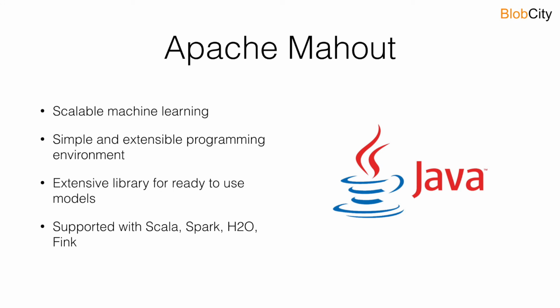Apache Mahout is a scalable machine learning framework built in Java. It supports integration with Scala and several other products. Mahout is designed for ease of development of various machine learning applications. Along with promoting fast development of ML models, it also offers the ability to run them at scale. Mahout supports integrations with technologies such as Scala, Spark, H2O, and even Apache Flink.